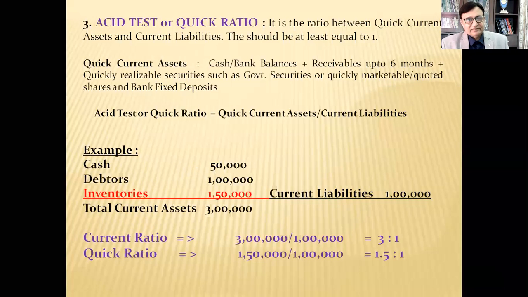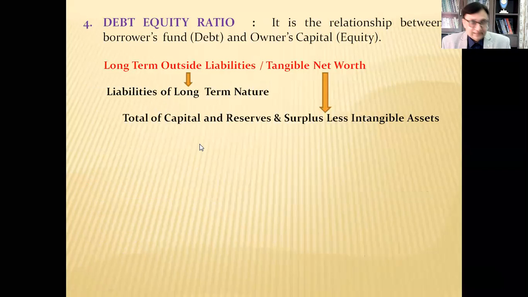It is said that inventories cannot be realized into cash without the loss of value. So that's why we'll take only 1 lakh 50,000 divided by 1 lakh, that is 1.5 is to 1. So this is some improvement in the current ratio to analyze the liquidity position of the firm in a more better way. Similarly, this was current ratio and quick ratio, the short term liquidity position.